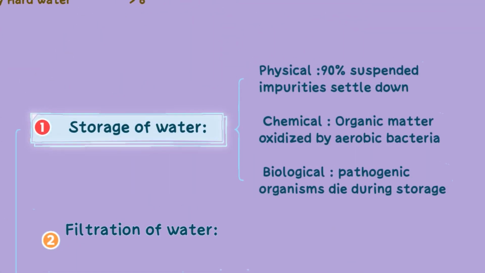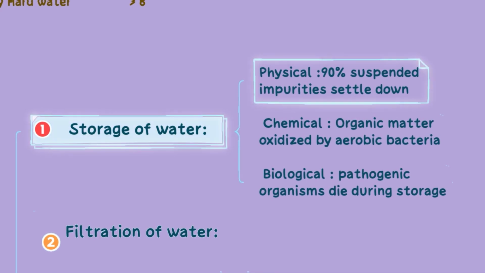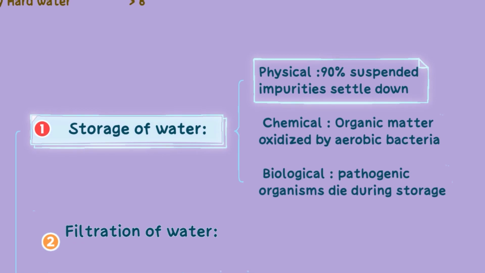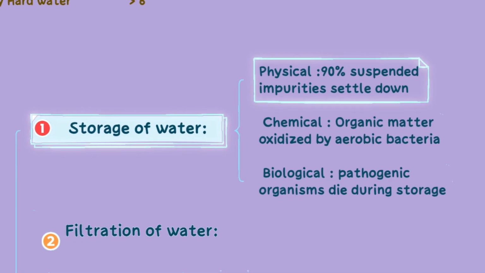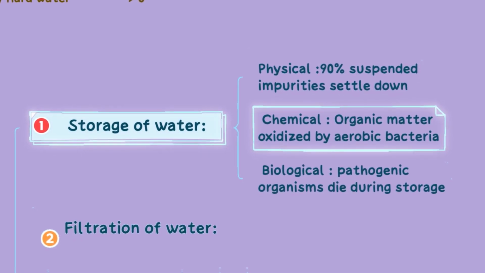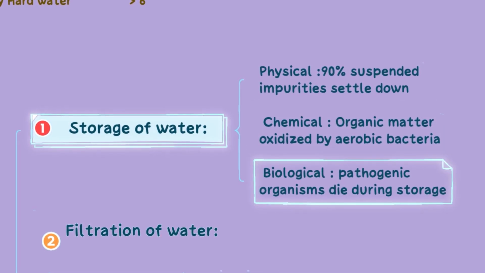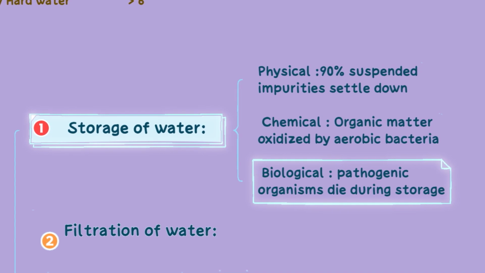First, we have storage of water. Water is stored in large tanks or reservoirs, allowing the physical settling of about 90% of suspended impurities. During storage, organic matter is oxidized by aerobic bacteria, and pathogenic organisms present in the water die off.